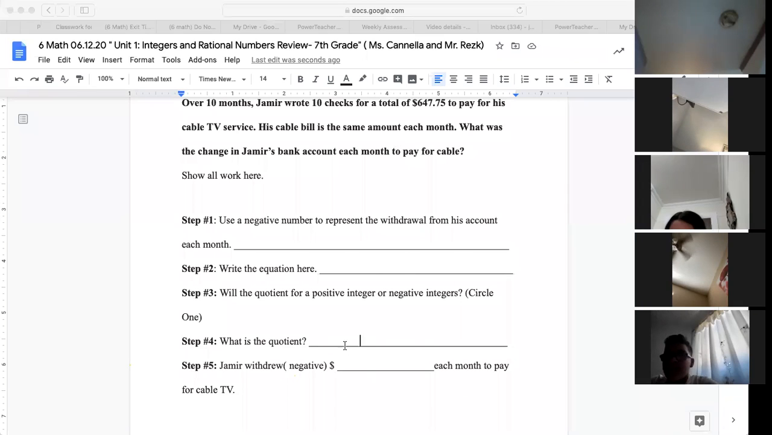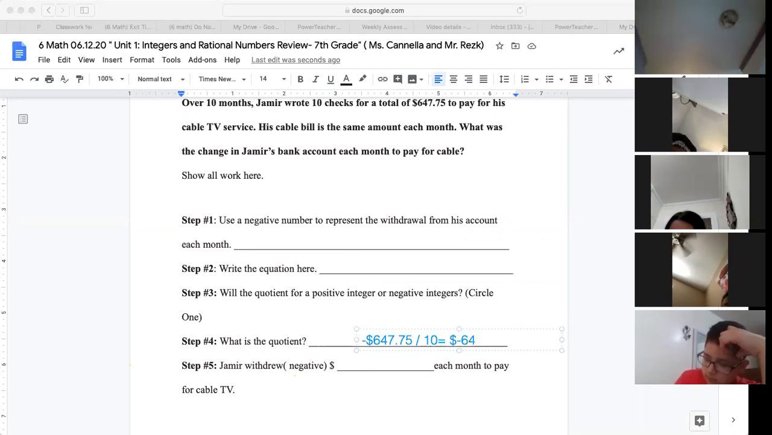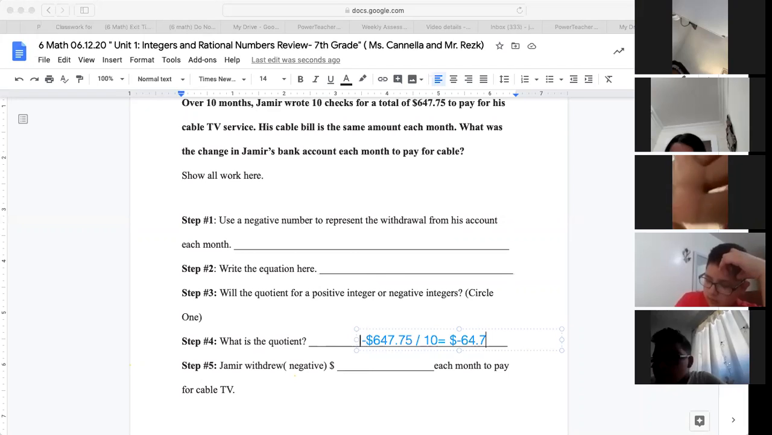$647.75 by 10. So when we divide negative, let me get a text box. Okay, negative $647.75 divided by 10, we're going to arrive at this amount. $64.75 is actually going to be the answer. Negative $64.775.